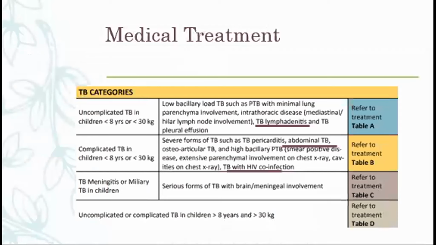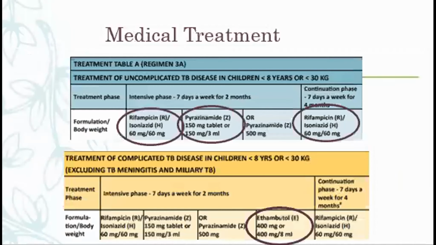With medical treatment, you can classify them into 3 different types. So with the surgeon, you would more likely see TB lymphadenitis. That's an uncomplicated one. But abdominal TB or any TB with HIV co-infection counts as a complicated TB. So with the medical treatment for the uncomplicated ones like TB lymphadenitis, you can see that it's only a three drug regime. So it's rifampicin, isoniazid and pyrazinamide that is used as the intensive phase for 2 months. And then you go over to the continuation phase for 4 more months. So then it just goes to rifampicin and isoniazid.